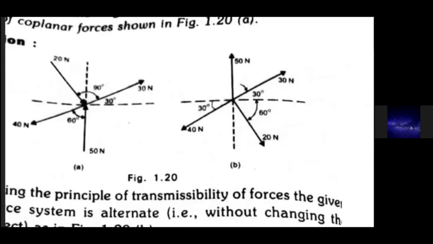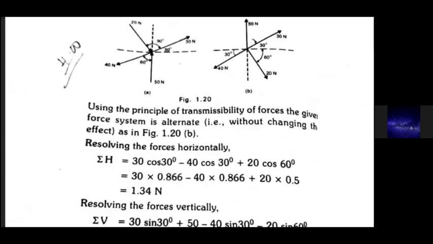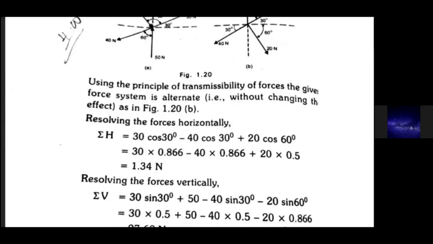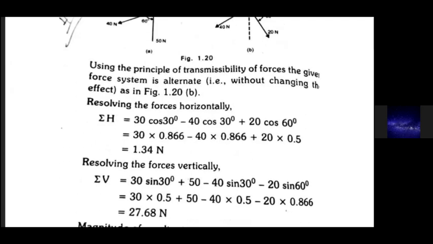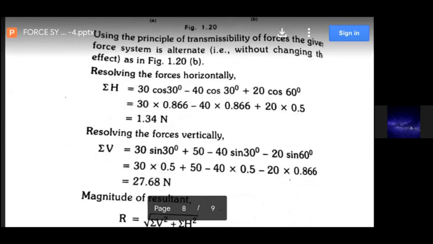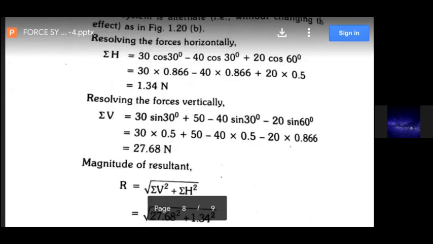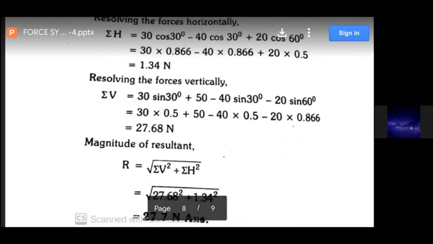Similarly, resolve the forces along horizontal and along vertical, each and every force, and calculate the algebraic sum of the horizontal forces, and similarly the algebraic sum of the vertical forces, and substitute these two in the resultant formula. Here sigma h is equal to 30 cos 30 minus 40 cos 30 plus 20 cos 60. After simplifying, we get sigma h is equal to 1.34 newtons. Similarly, sigma v equals 30 sin 30 plus 50 minus 40 sin 30 minus 20 sin 60. We get sigma v is equal to 27.68 newtons.